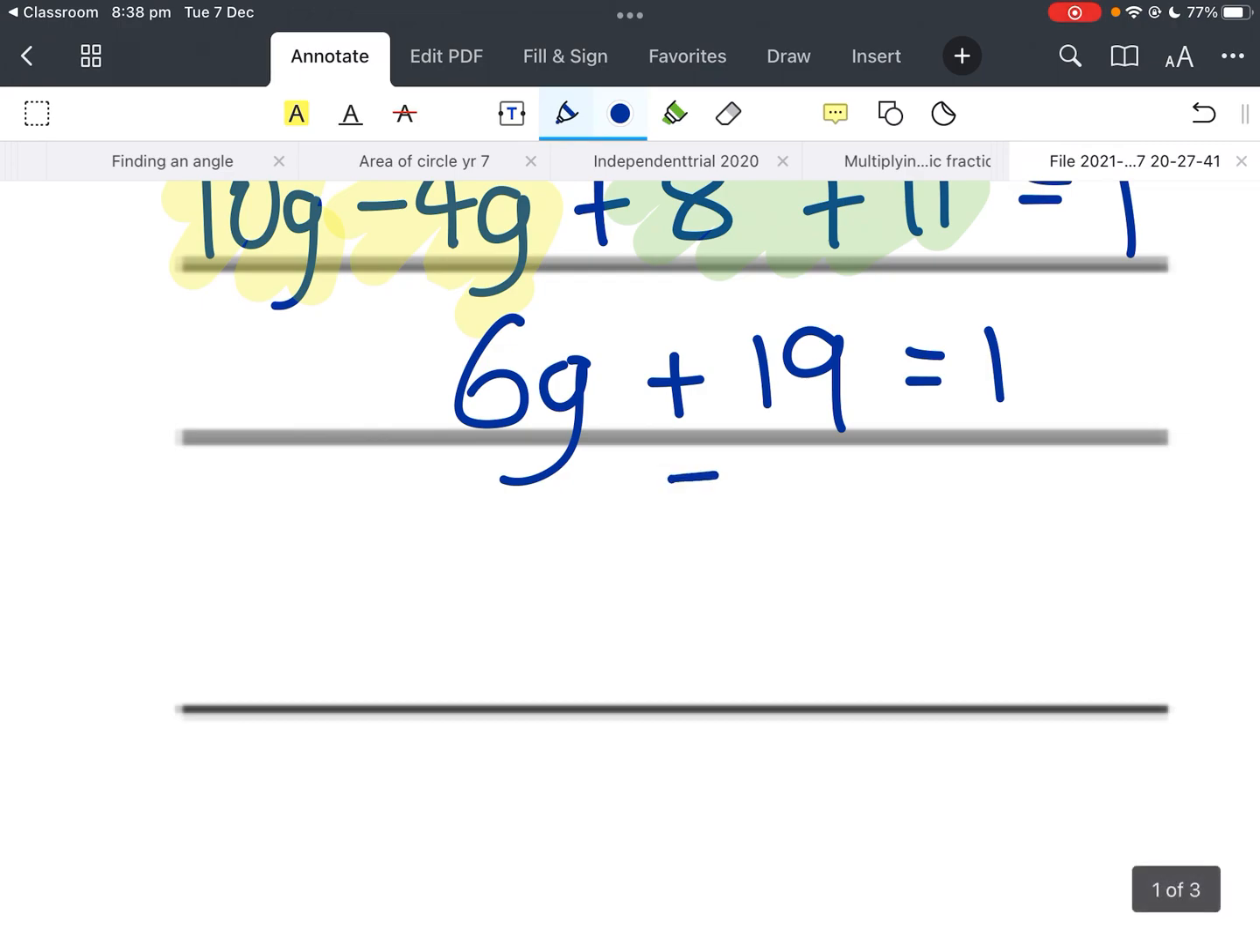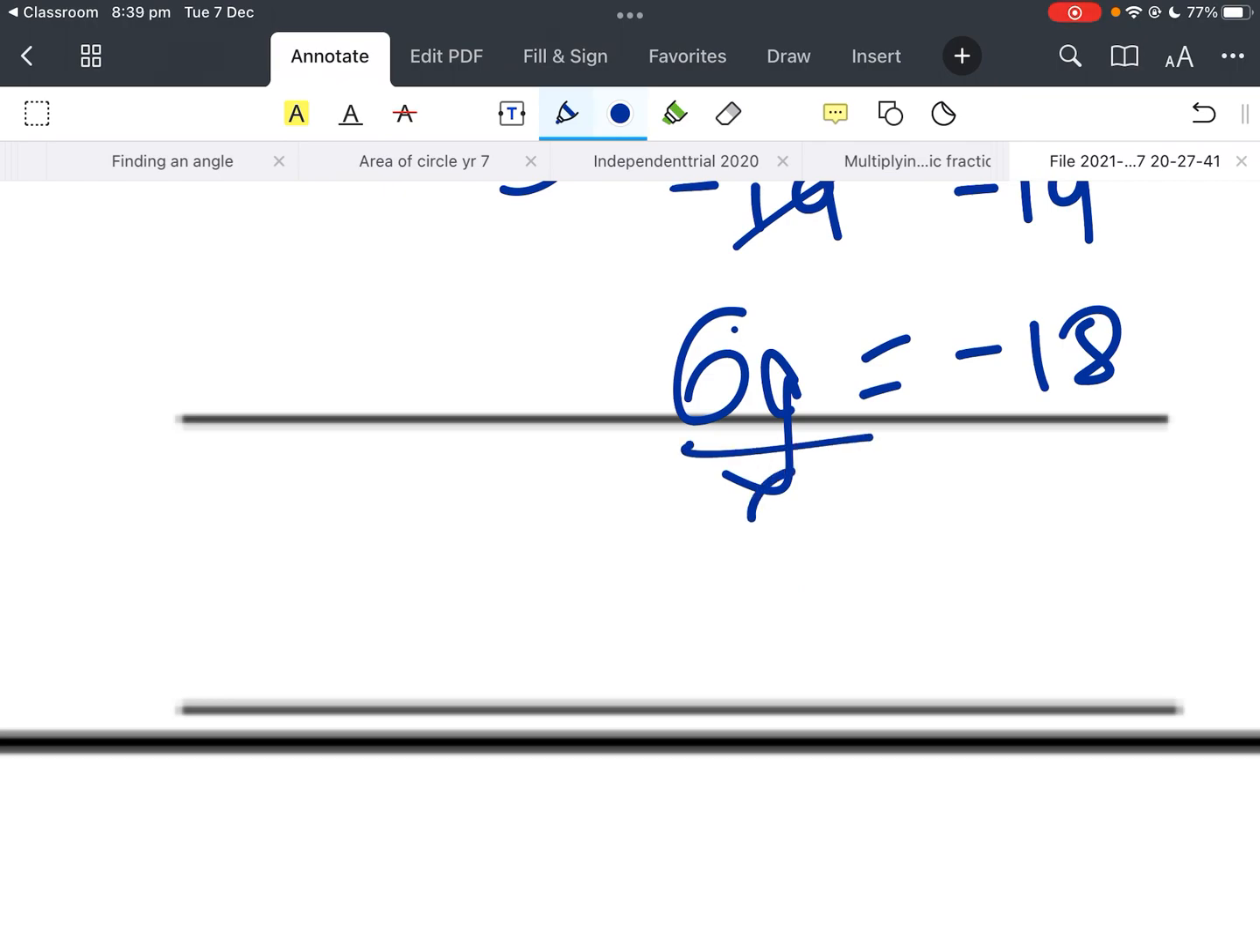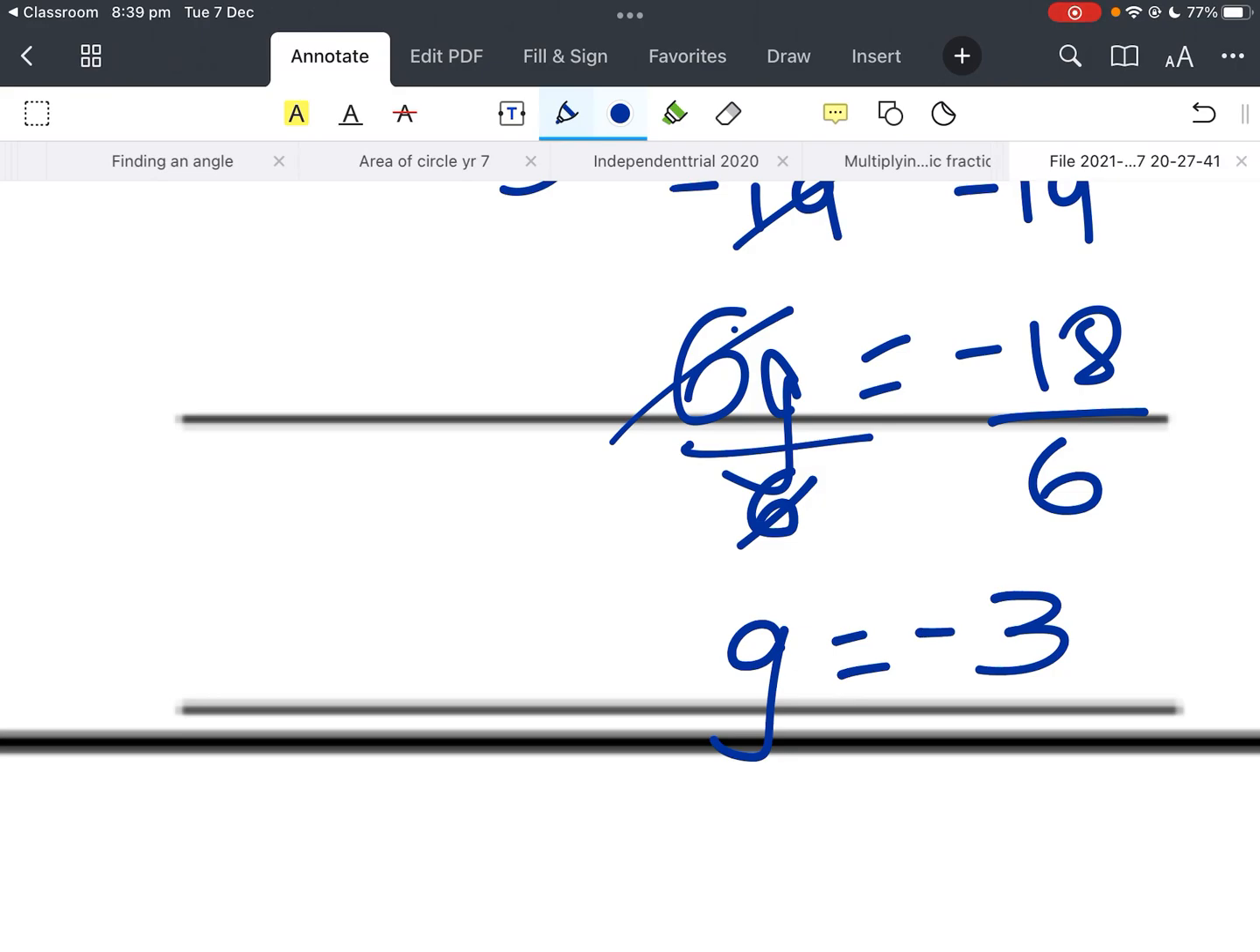So now let's do the opposite of adding 19. Let's subtract 19. They cancel out. 6g equals 1 minus 19 is negative 18, isn't it? What's the opposite of timesing by 6? You said divide by 6, miss. Cross off the 6s because they cancel out. How many 6s in 18? There's 3. And a negative divided by a positive is a negative.